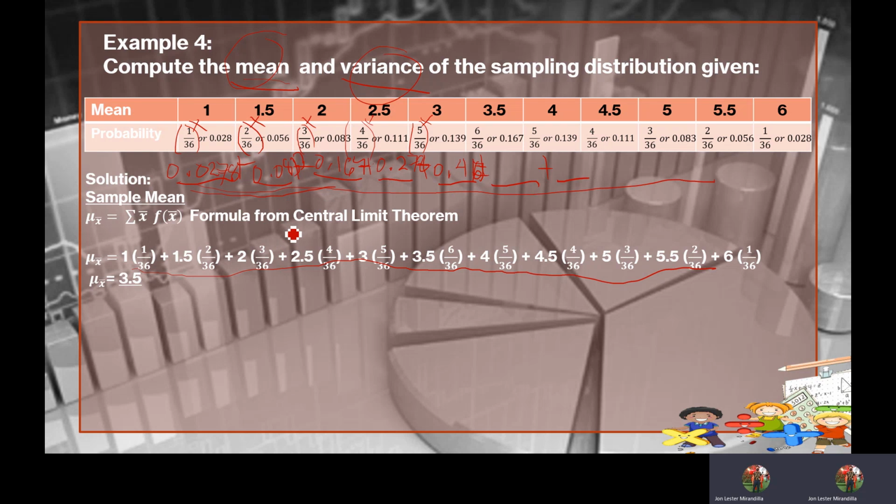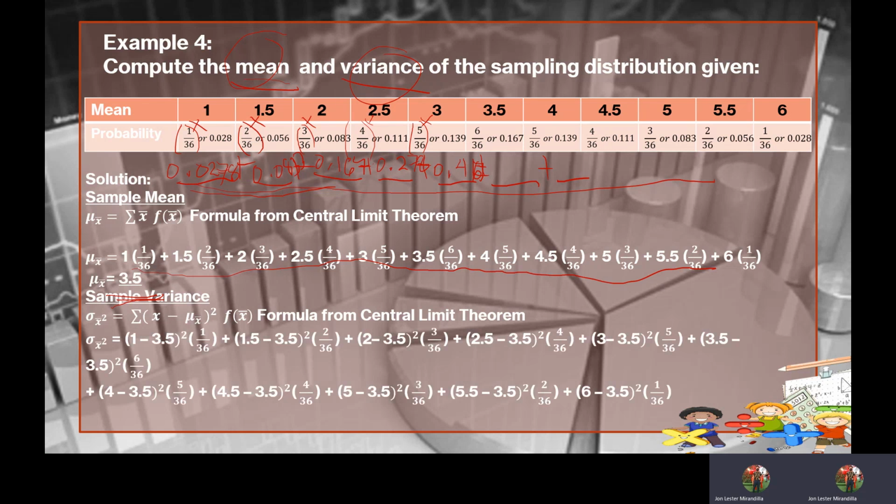Kukunin nyo lang yung sum niya. Ayan, no? Kukunin nyo lang yung sum niya. At kailangan na makuha nyo is 3.5. Okay ba tayo doon? Kung paano makuha yung sample mean? Proceed tayo. Try nyo siya sa bahay para makuha yung sample mean. Okay, next tayo sa sample variance.